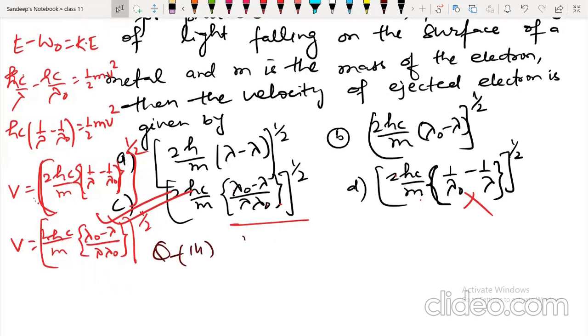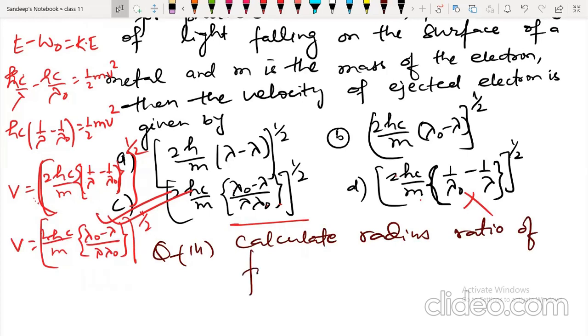Question 14. Calculate the radius ratio of the first 3 orbits of hydrogen atom. This is 15. Calculate the radius ratio of the first 3 orbits of hydrogen atom.